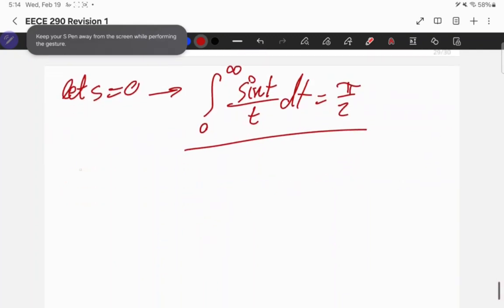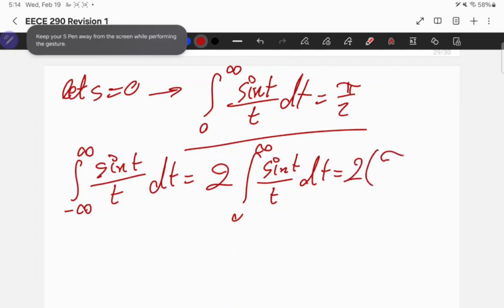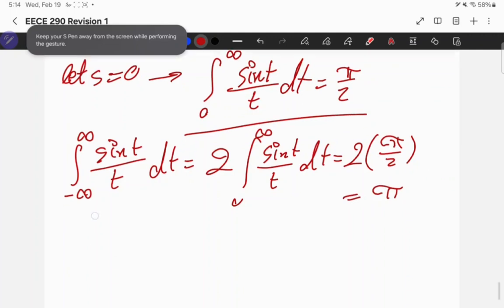Now I need twice that, so the integral from minus infinity to infinity of sine t over t dt is equal to twice the integral from 0 to infinity of sine t over t dt. This is equal to 2 times pi over 2. This is equal to pi exactly. This was the bonus question.